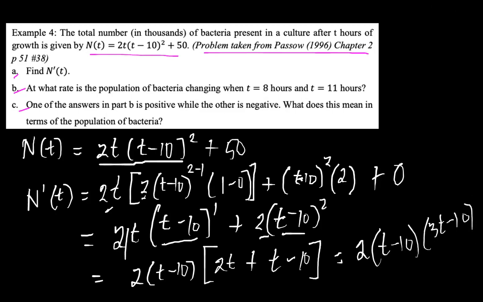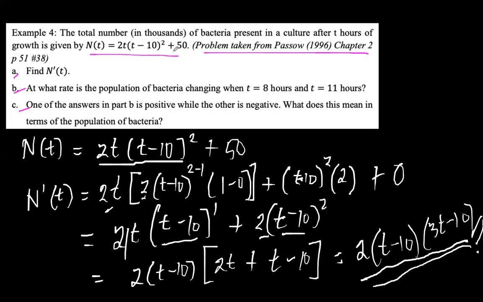Here we go. So this is our final answer. Let me recheck first, let's see if I committed errors. All right, I think we got it correctly. Okay, let's check that we get the correct answer using another method. We want to make sure because we will be solving 2 more problems after this. So the problem is 2t times (t minus 10) squared plus 50.